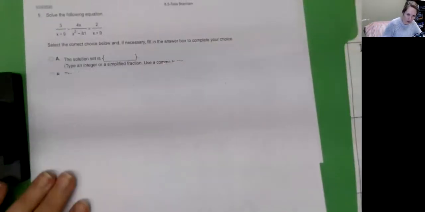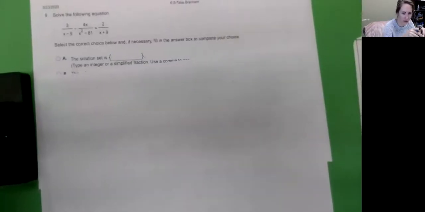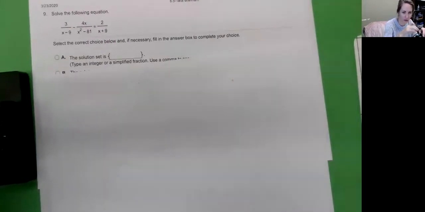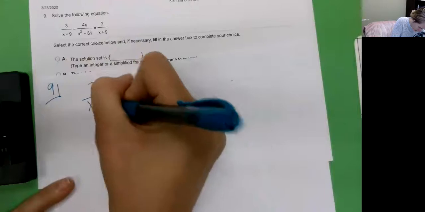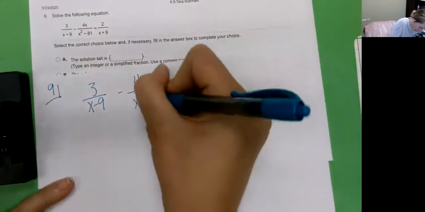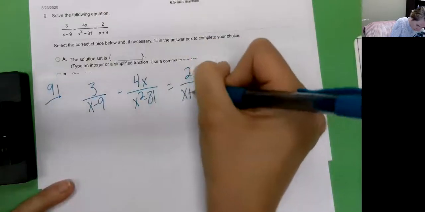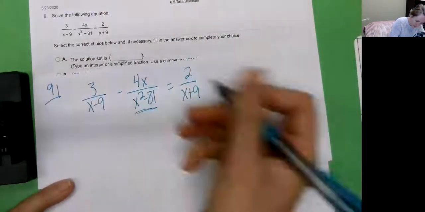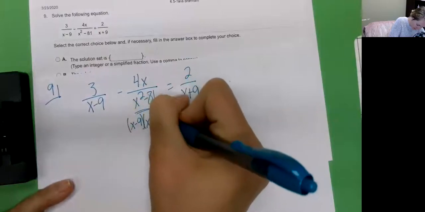It's a little blurry. Let me see if I can. There it is. Okay. So we have 9, and it's 3 over x subtract 9, subtract 4x over x squared subtract 81 equals 2 over x plus 9. This is the difference of two squares. It's that x subtract 9 times x plus 9.